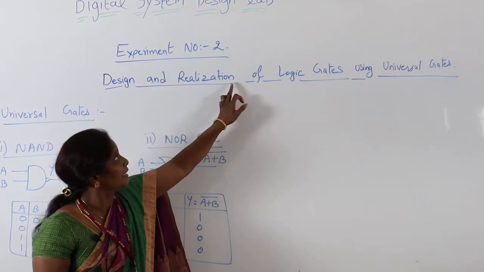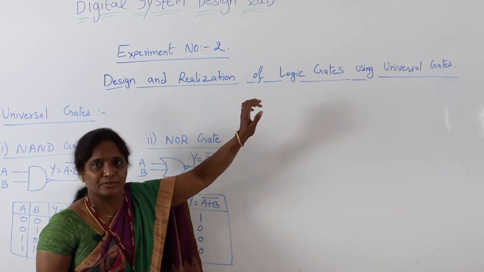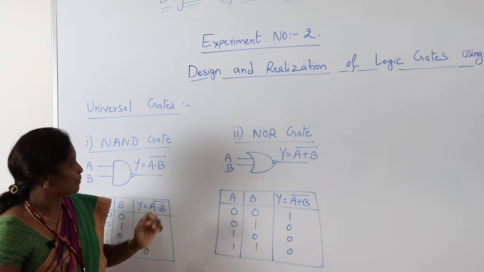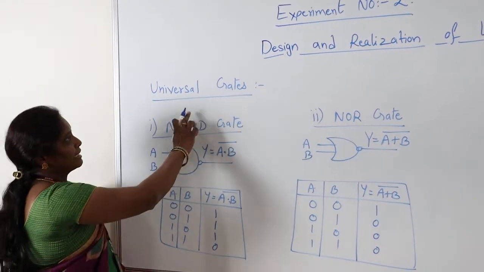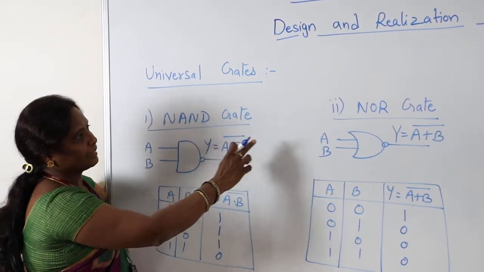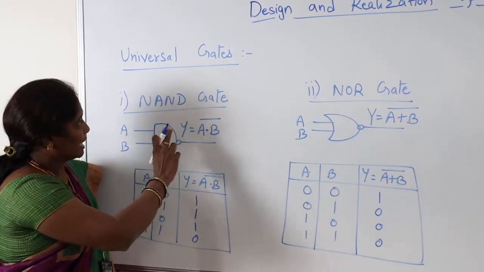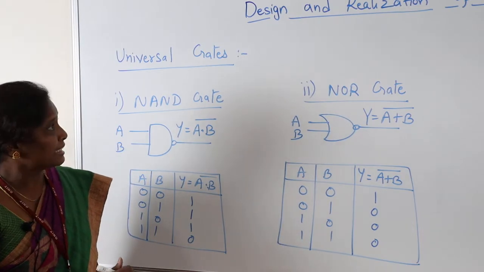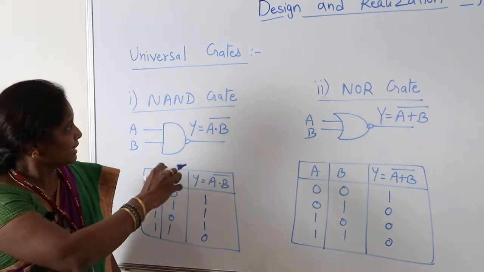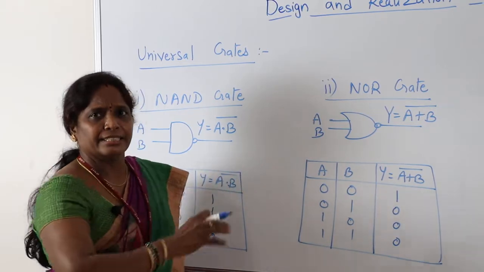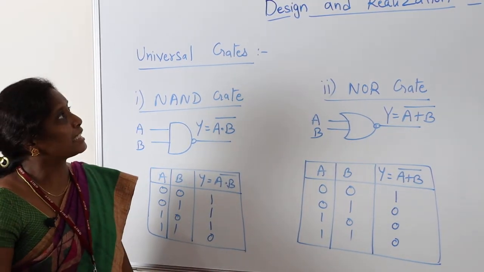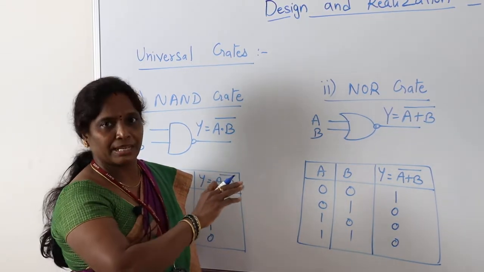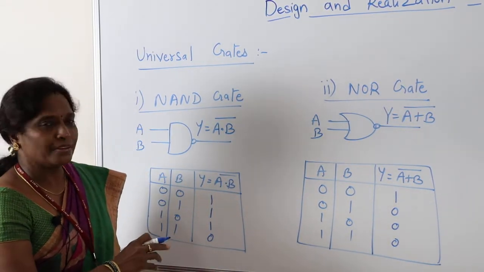Before designing these logic gates using universal gates, first we will see what the universal gates are. Universal gates are the NAND gate and the NOR gate. NAND gate and NOR gate are known as universal gates because using these two gates we can design any digital circuit. So in this experiment we will see how we are going to design the basic gates using universal gates.